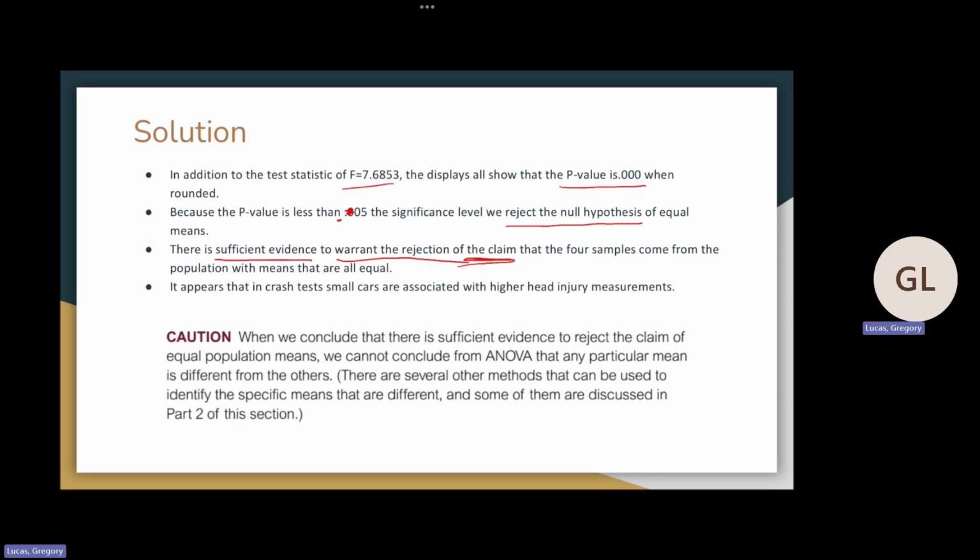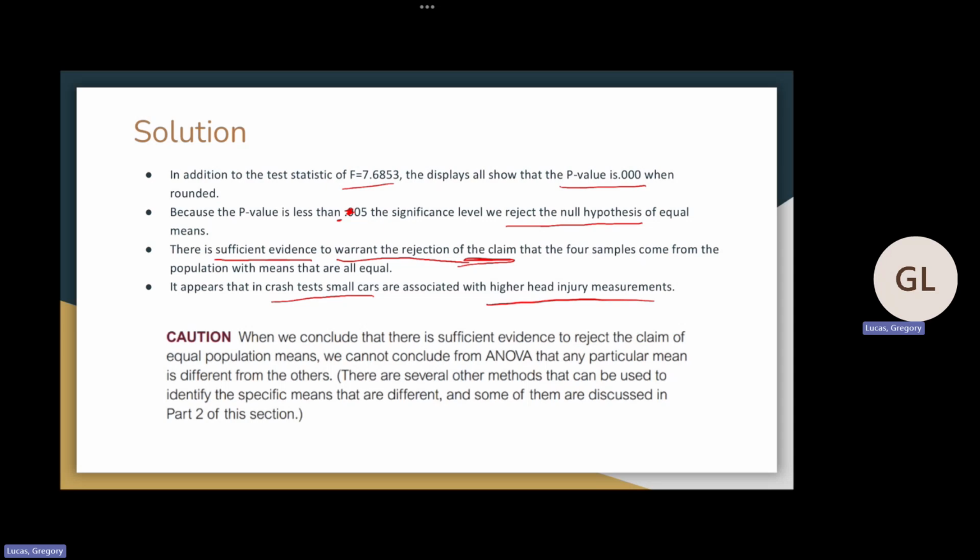Which makes total sense if you think about what this question was asking. If we have crash tests of small cars, makes sense that we have higher injury measurements. Just think about that in practicality. Small cars get into car crash, you have less protection. Big car probably has less of an injury. So it makes sense that we don't have the same mean for all the types of cars. So that's just what it appears like common sense wise, but that's not a proven fact. It makes sense that we can warrant the rejection of the claim here.